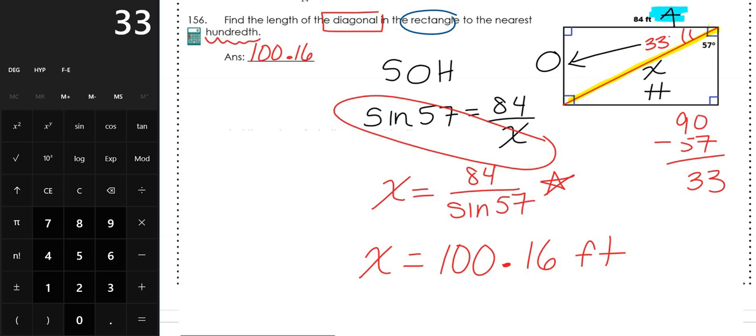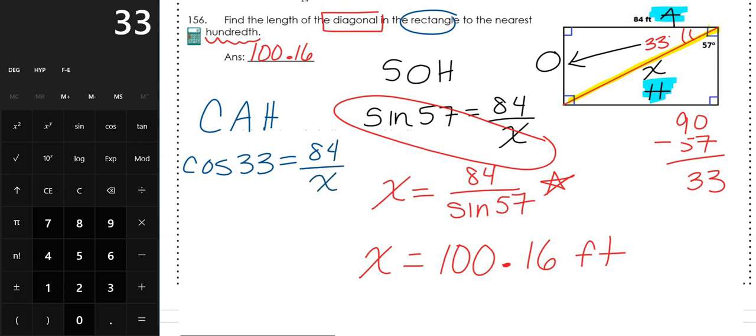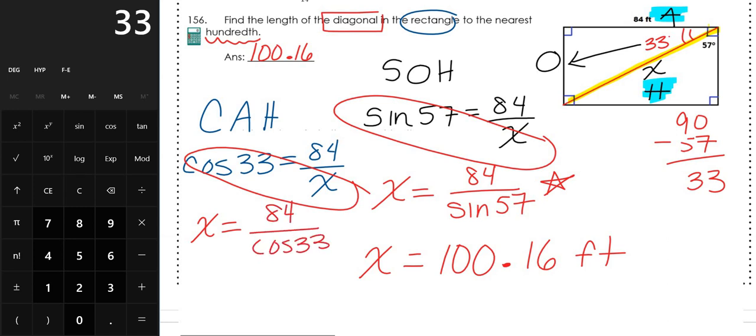So A and H are the two letters I would use with my trig function. A and H is cosine. So I could do cosine of 33 equals the adjacent of 84 over your hypotenuse of x. Again, if you switch the two because your variable is in the denominator, we would do x equals 84 over cosine of 33, and we should get the same answer.